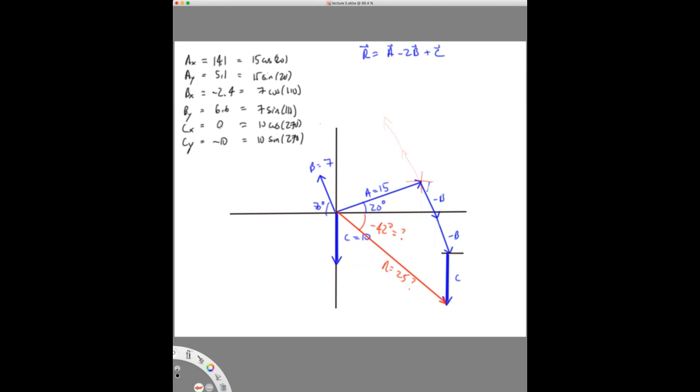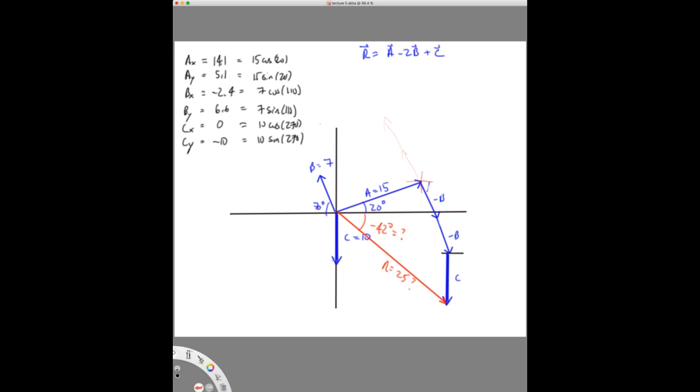Why is it that CX is 0? Because C doesn't point left or right, and CX is telling us how far left or right it points. Why is CY negative? Because it points down. And why is it negative 10? Because it's 10 units long. So it points down 10 units.